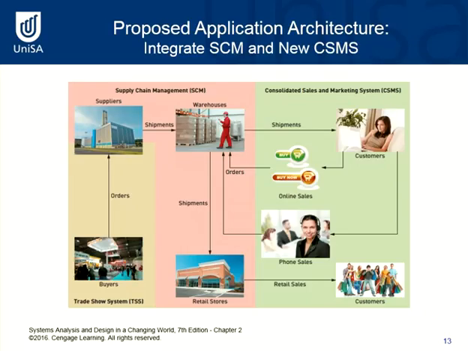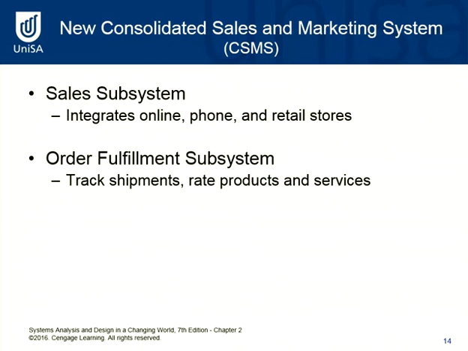We have supply chain management, we have the CSMS, which is going to integrate with the supply chain management system, and this is basically the system that's something new that is being introduced by RMO, which has a sales subsystem and an order fulfillment subsystem.